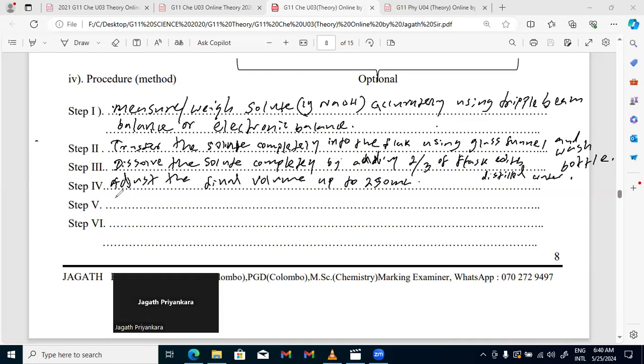Then close the lid and shake well. Close the lid of the flask and shake well. There's a lid for the flask, right? Close the lid of the flask and shake well.